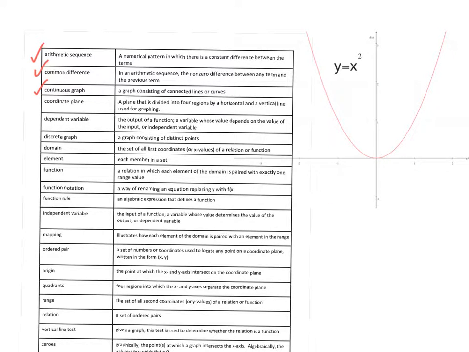So a quadrant is just any one of the 4 sections created by the 2 axes, the x-axis and the y-axis. And quadrant just means 4, because quad is 4, and so we have 4 different quadrants. And they're numbered with Roman numerals. That's quadrant 1, quadrant 2, quadrant 3, and quadrant 4.